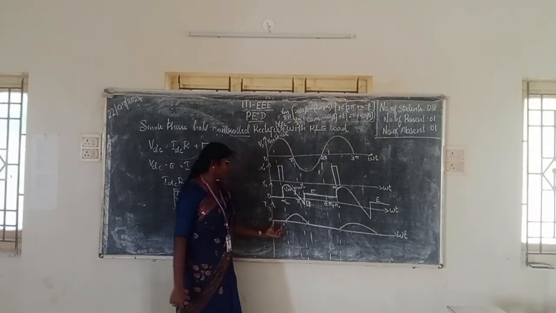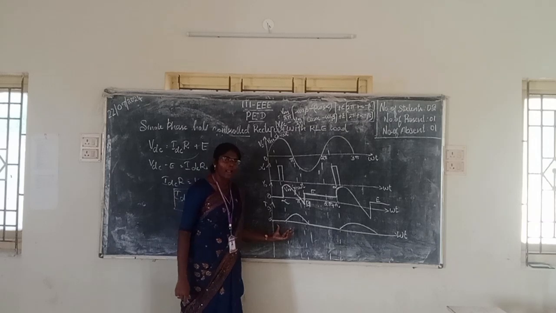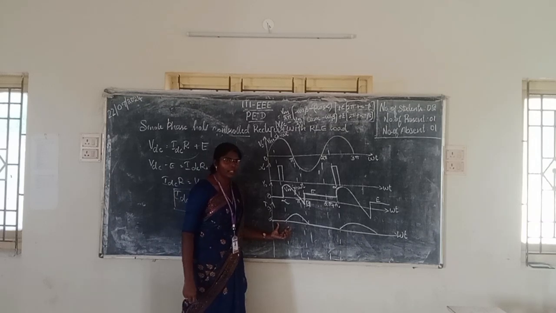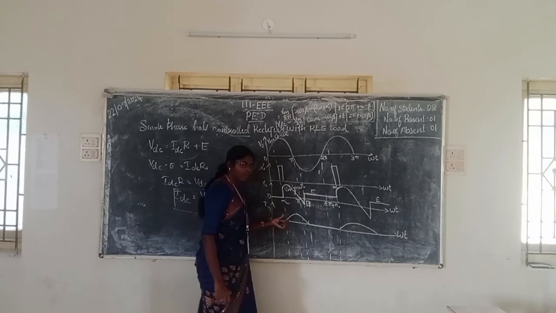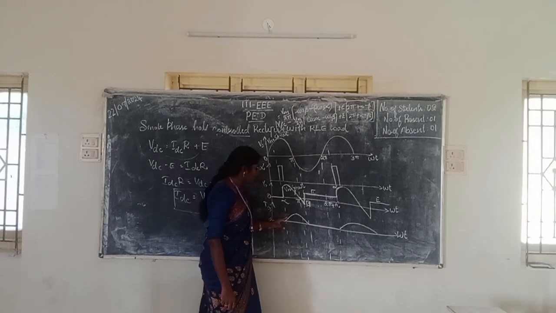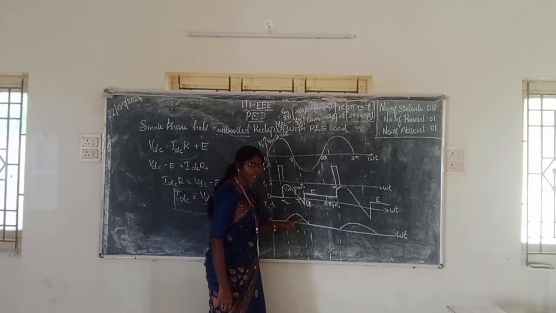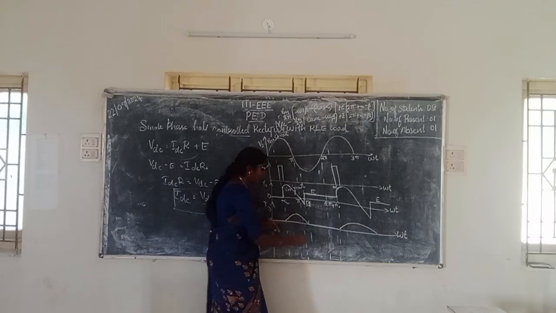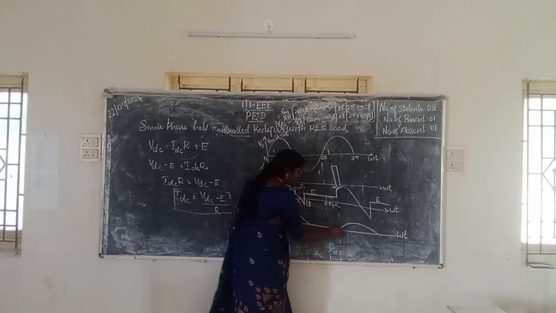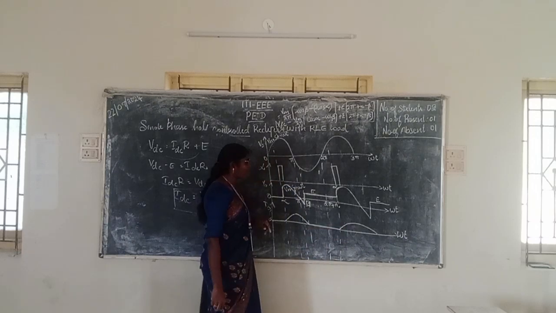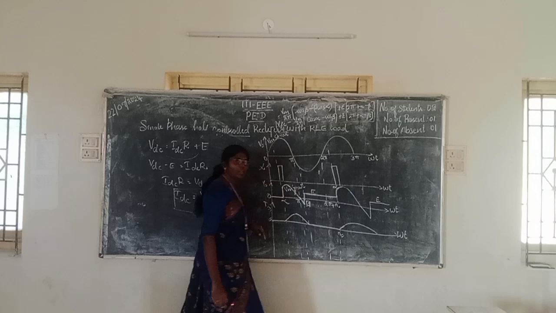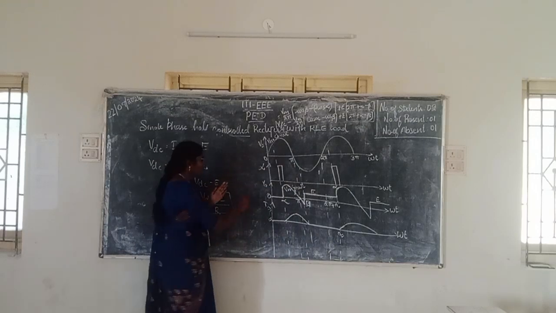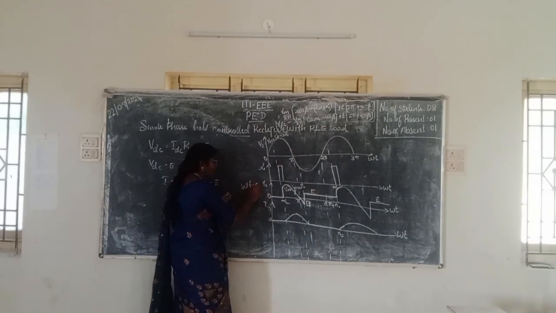For the current, it will be 0 till alpha. Due to the inductive nature, it increases slowly, reaches its maximum value, and it will be 0 only at the point beta. After that it will be 0 till the next firing angle alpha is given. So that is it. We have to describe it with respect to the working principle.